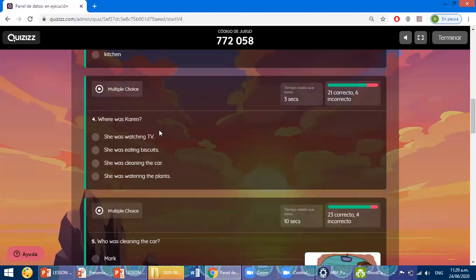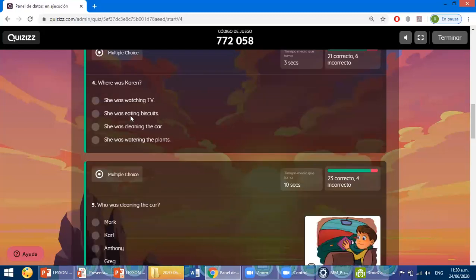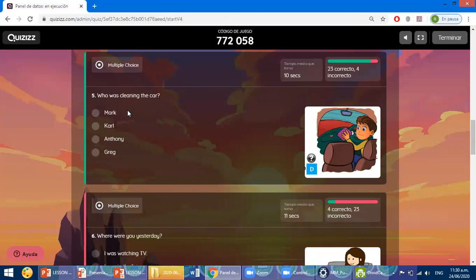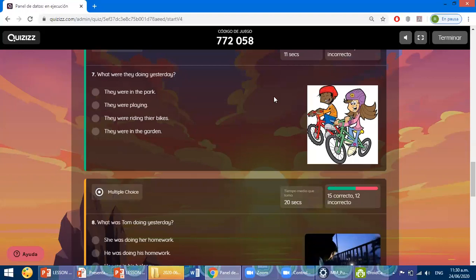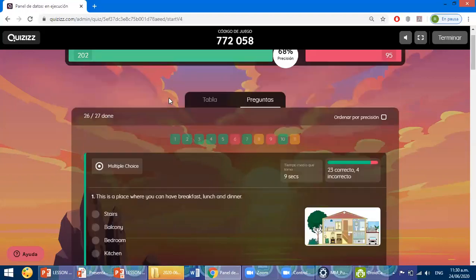The next, Maria Jose, where was Karen? Karen is watering the plants. Good. The next question, Christopher, who was cleaning the car? Look at the picture, who? In the car. Car, no, the name. Carl was cleaning the car. Good. Okay, it's time. Remember, this is blackout, actions in the past.